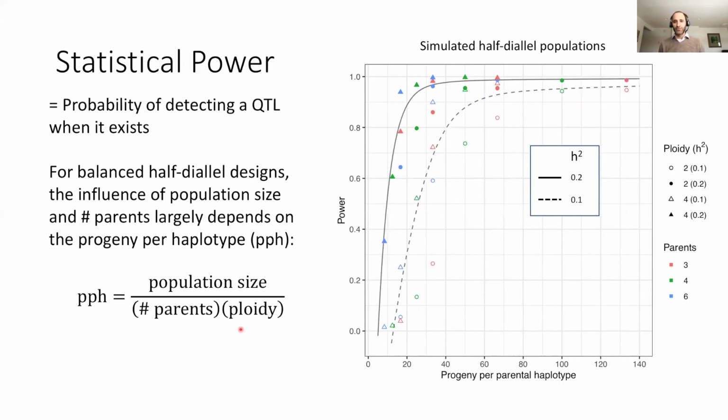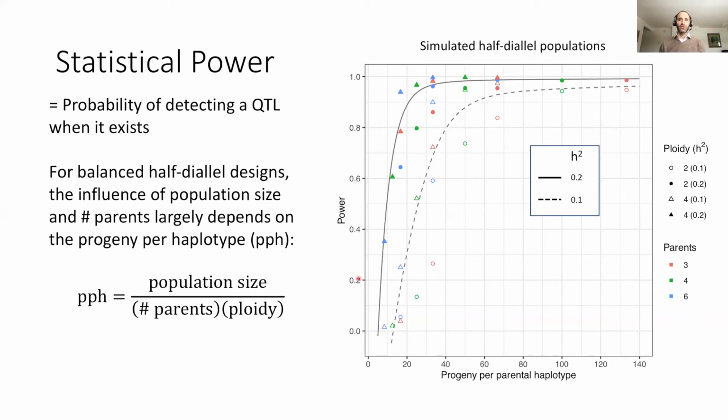The other main important feature that you want to characterize when you talk about designing an experiment is statistical power. What's the probability of detecting the QTL when it exists? And this is the result of the simulation. Again, we've got a bunch of points here, and then we've got 2 different splines fit to the data. The solid line is the spline for a QTL with a heritability of 0.2, and the dashed line is the spline for a heritability of 0.1. And this is over a couple of different numbers of parents and varying population size.